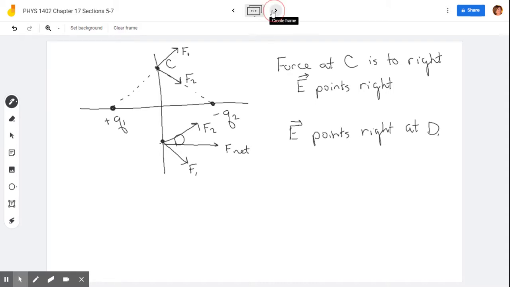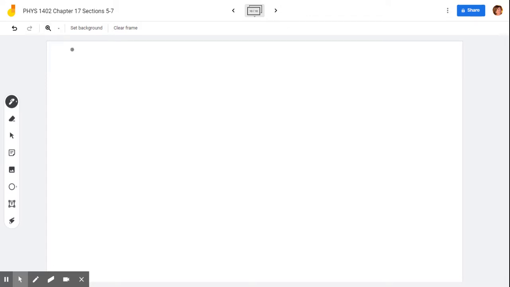All right, let's move on to section 17.7, and it deals with how do you draw electric field lines. I want to start by saying that electric fields are real. Electric field lines are not real. They don't actually exist. But electric field lines give us a way to visualize the strength of an electric field.